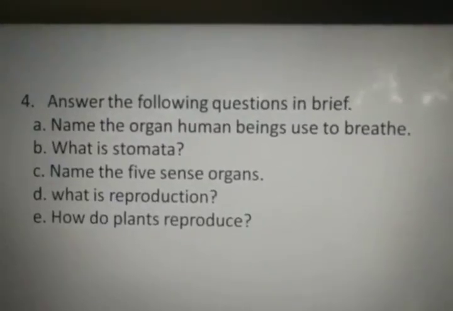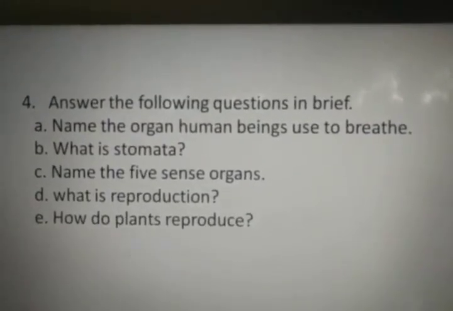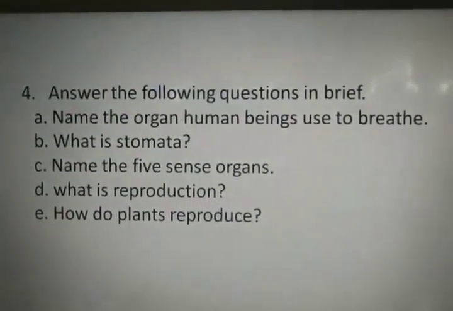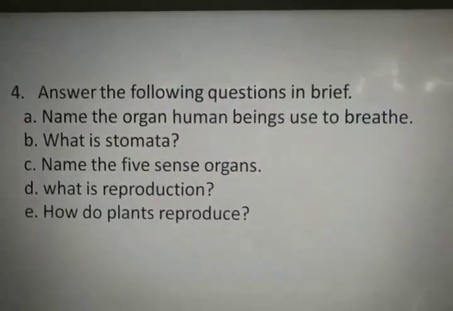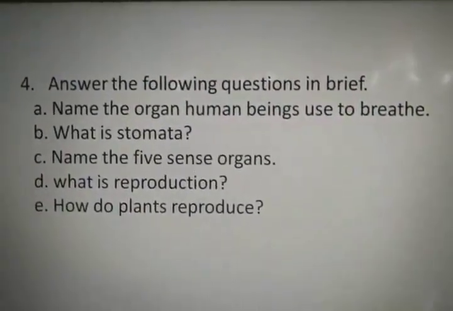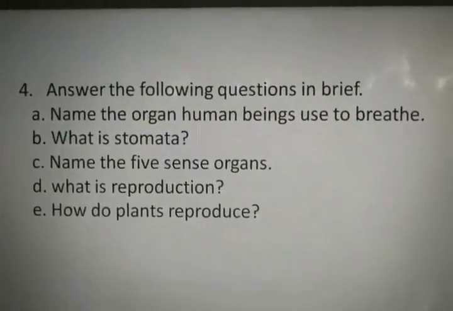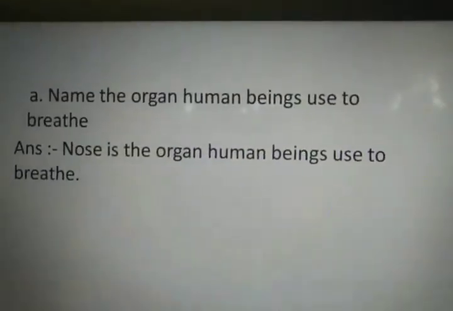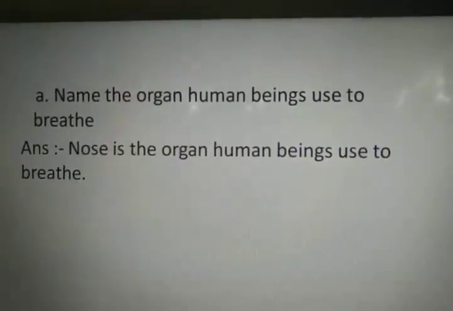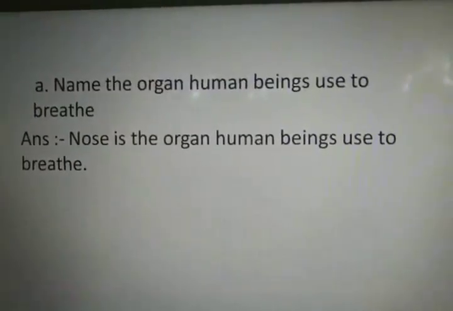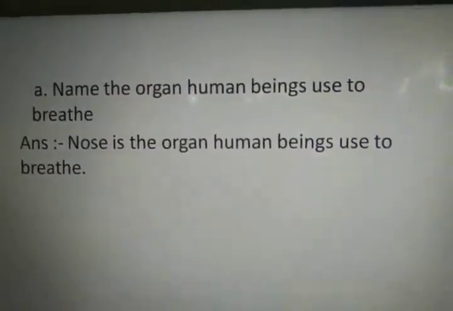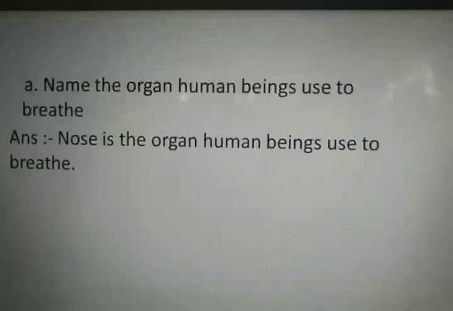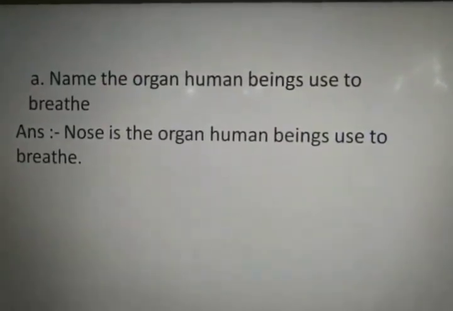A1, name the organ human beings use to breathe. Children, human beings are land animals just like dog, cow, tiger. So what do they use for breathing? Nose is the organ human beings use to breathe. Children, you can pause this video and write the answers in your notebook.